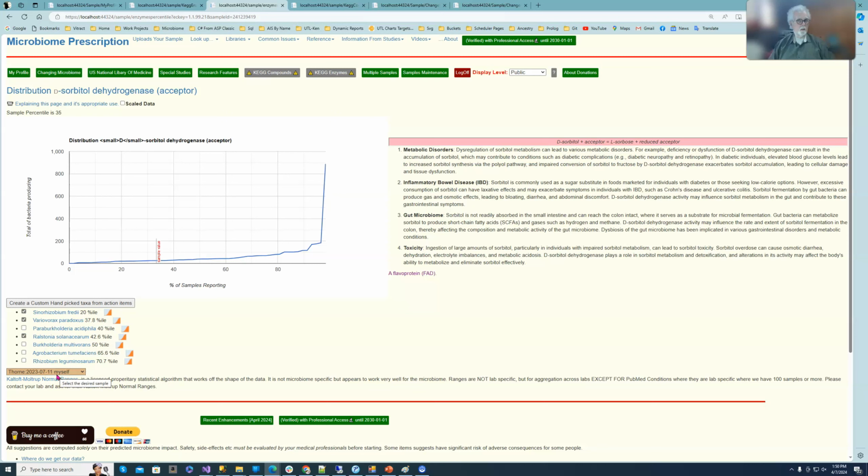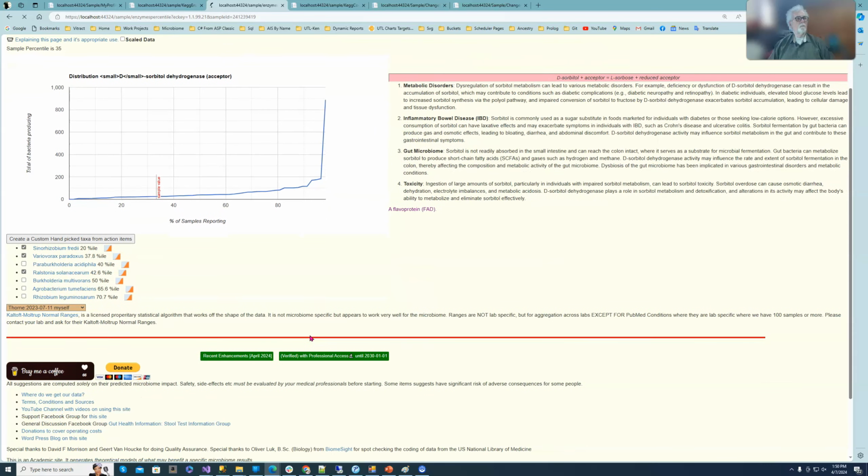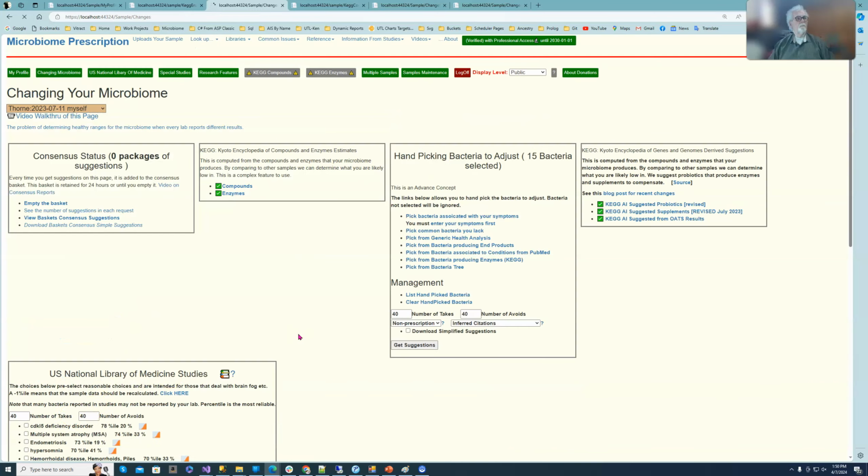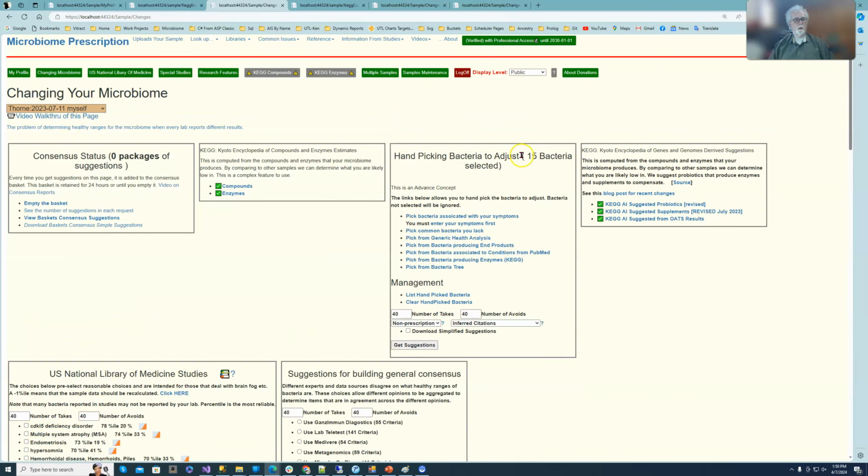I don't have the feature added of being able to specify which one it is. Give it a second. It's back. Oh, we have 15 there. We may well have done it. So we have a bunch of bacteria selected here. And now we can go and get suggestions from it.